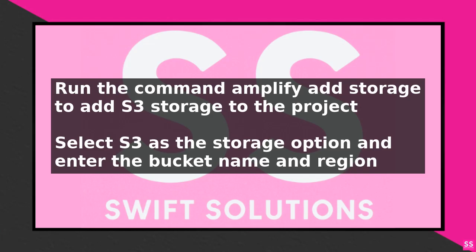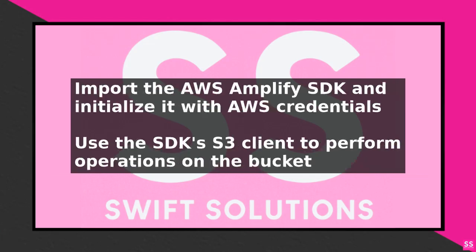Best practices for using AWS Amplify S3 integration include using IAM roles and policies to control access to the S3 bucket, and using encryption to protect data stored in the bucket. You should also monitor the bucket's usage and adjust the bucket's configuration as needed to optimize performance and cost.